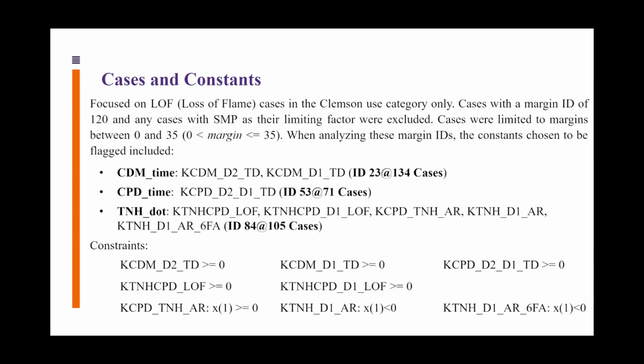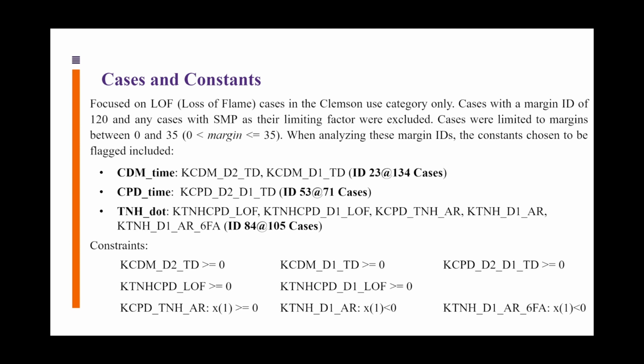So as we've talked about, the cases and the constants are the input to the objective function. For our specific implementation, we were focusing on loss of flame cases within the Clemson use category that had a margin value between 0 and 35. When you compare and contrast these, you see three margin IDs that are the main causes of loss of flame, and that is margin ID 23, 53, and 84.